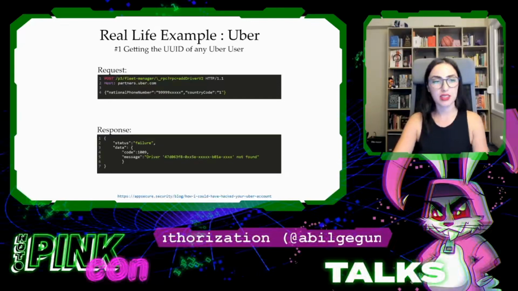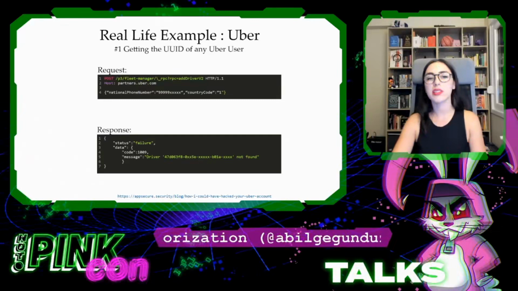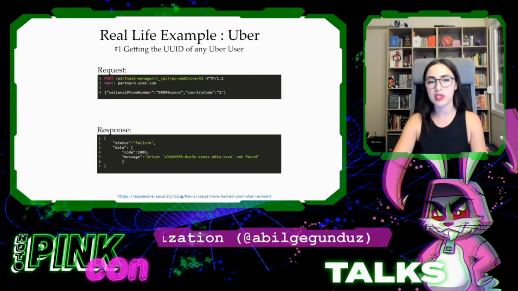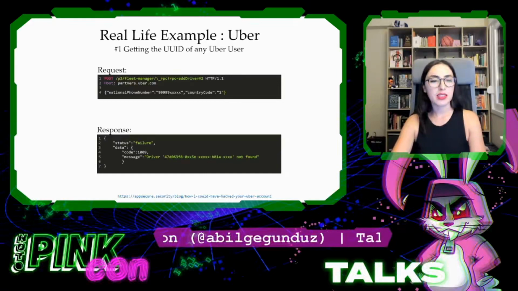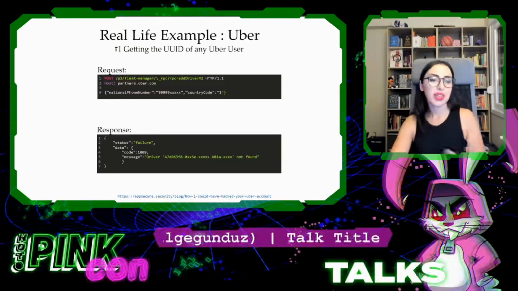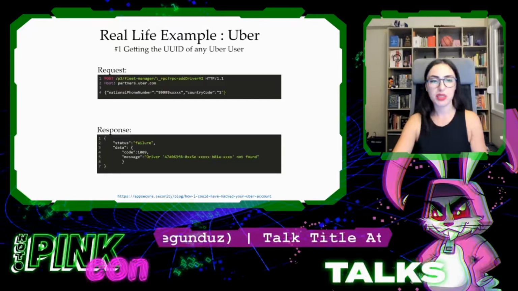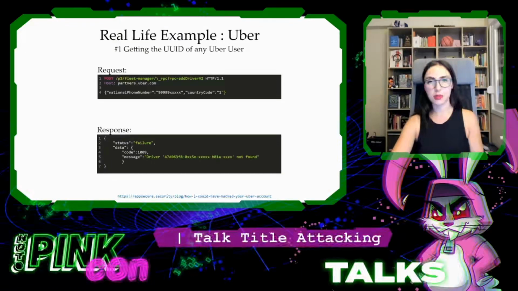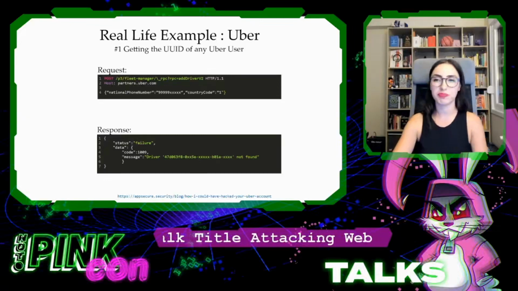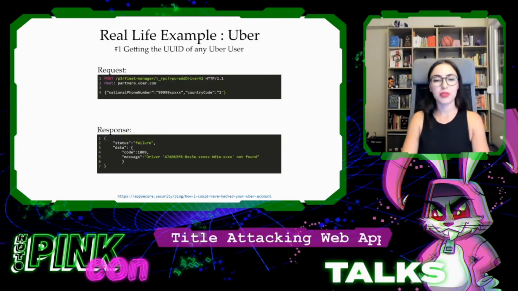There's a request, and the host is partnersuber.com. This is our first API, as I told you before. It asks for a national phone number as a parameter. And when you write a national phone number, the response under the request, if you focus on the response message, reveals sensitive information. In here, driver's ID, UUID. So okay, we found one.